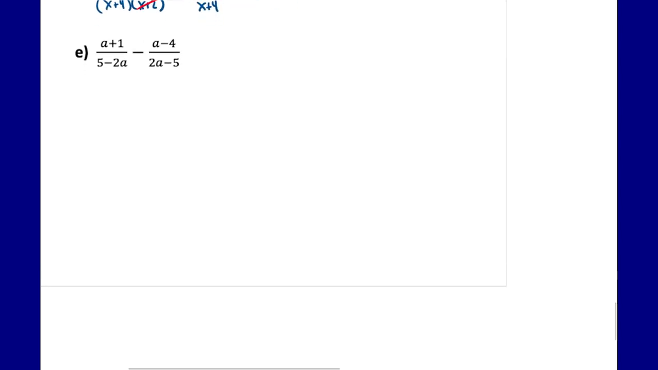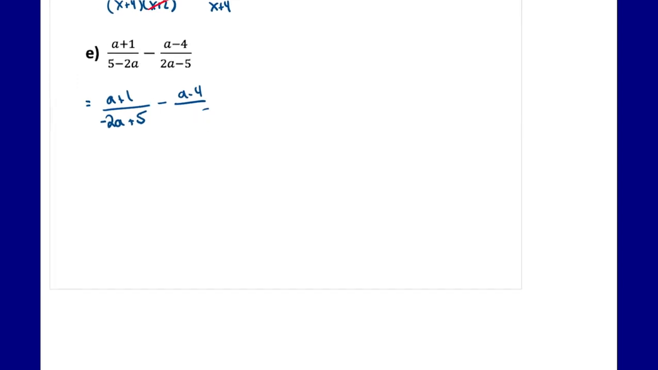What I mean by that is if I rewrite this, a plus 1, so the top is staying the same, minus a minus 4, we'll leave it as 2a minus 5. This is actually negative 2a plus 5 if I rewrite it with the variable term in front. So I should see that these are almost identical. The only difference is the signs in the first one. If we recognize that, it makes it a lot easier, because all we have to do is multiply the first fraction by -1.